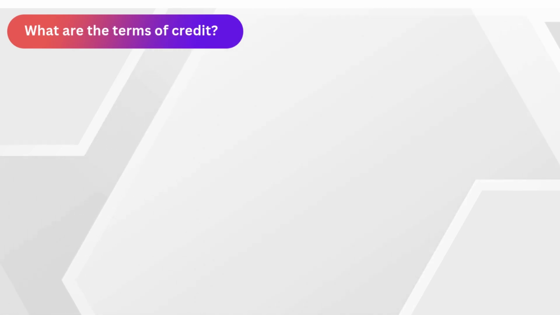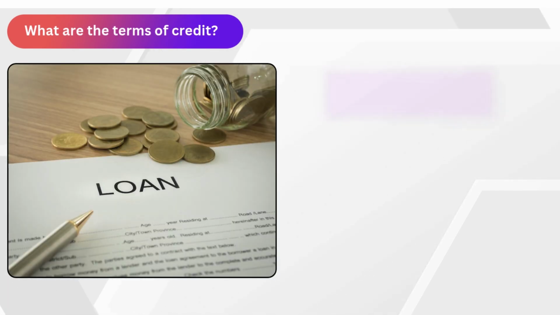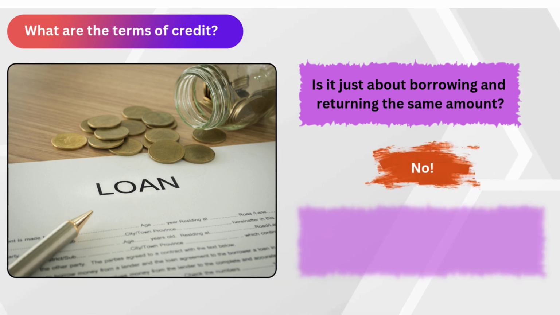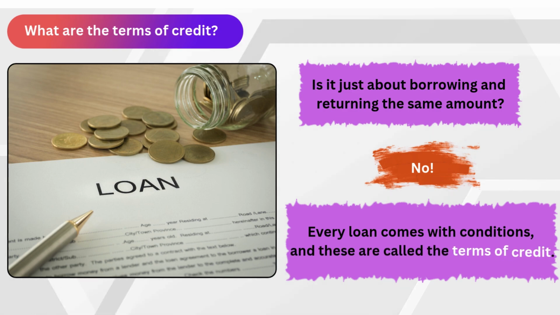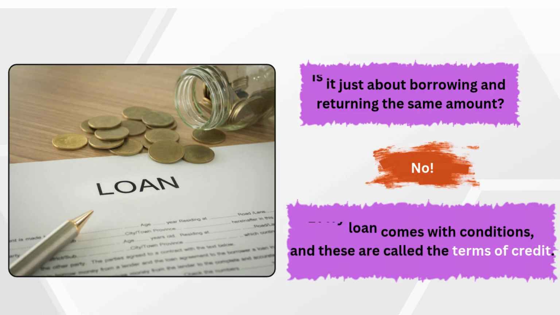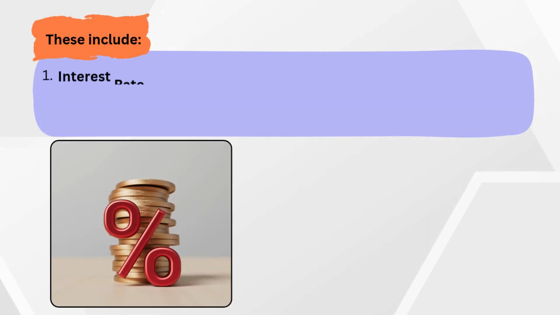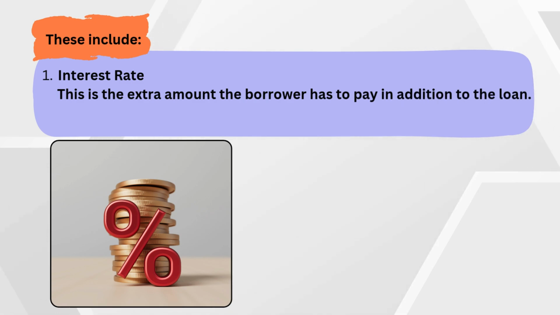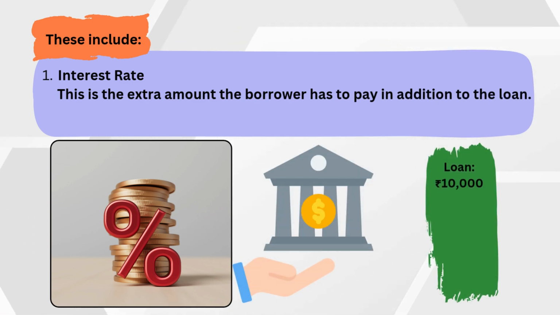What are the terms of credit? Let's say you take a loan. Is it just about borrowing and returning the same amount? No. Every loan comes with conditions, and these are called the terms of credit. These include interest rate. This is the extra amount the borrower has to pay in addition to the loan. For example, if you borrow 10,000 at 10% interest, you'll have to repay 11,000.